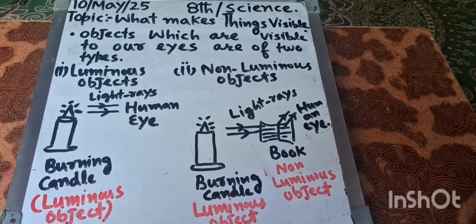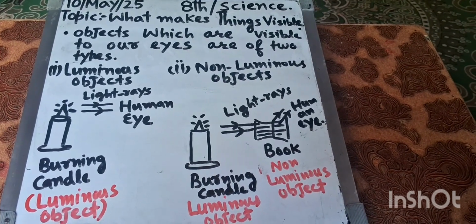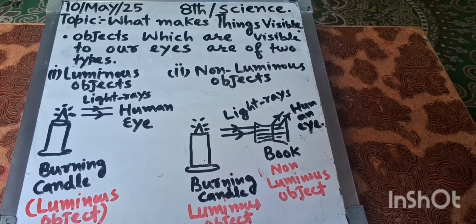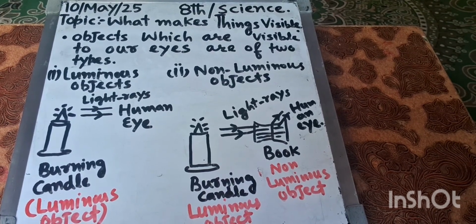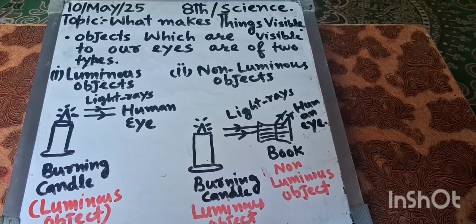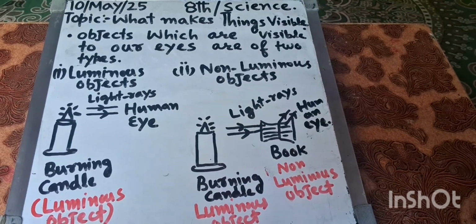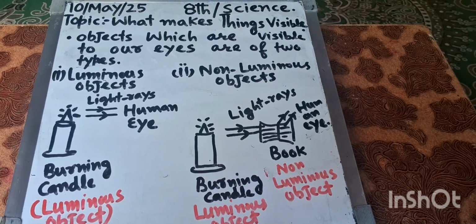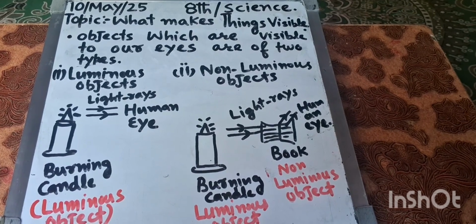On the other hand, the non-luminous objects, as they do not produce their own light, we cannot see them in the absence of light. They can only be seen if they get illuminated by a light source. For example, we will take here the example of a book. We cannot read a book in the dark, but we can read a book in the presence of a burning candle. The light rays from the burning candle fall upon the book, and these light rays get reflected and enter the human eye, and a human being can read the book.